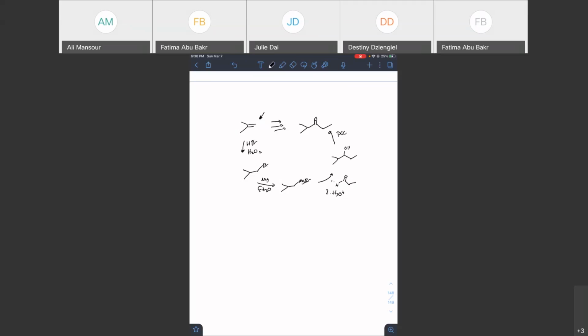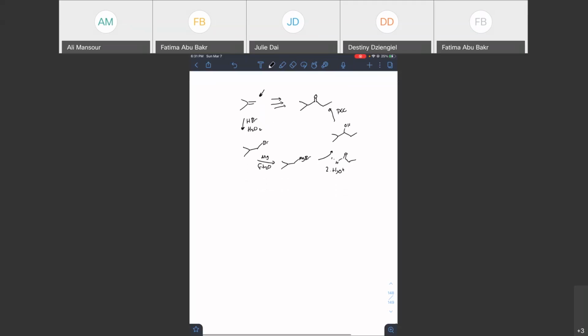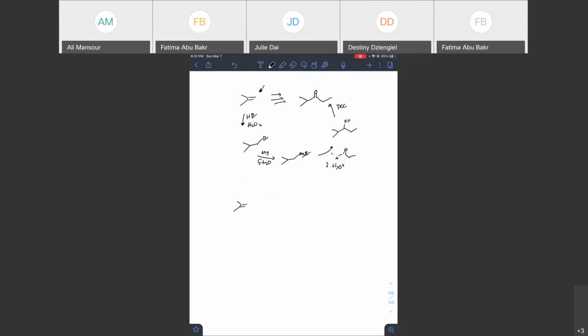So another option would be to take it and do the opposite route. So a way of doing this would be taking this and changing it to an OH on the right. A way of doing that is BH3, THF, and H2O2. That gives us this. So then you can change that to a ketone.